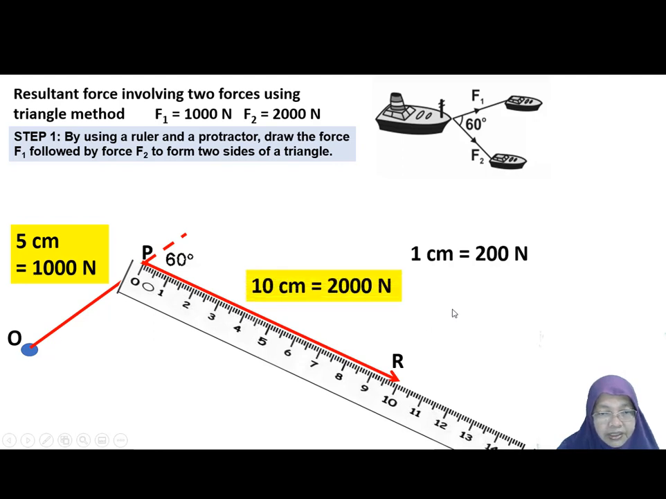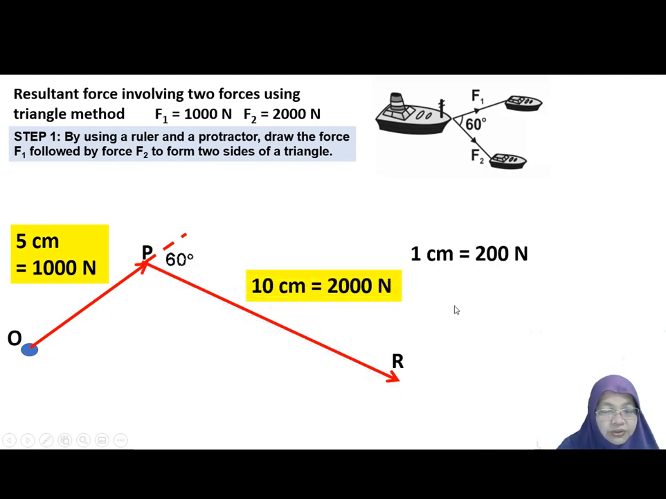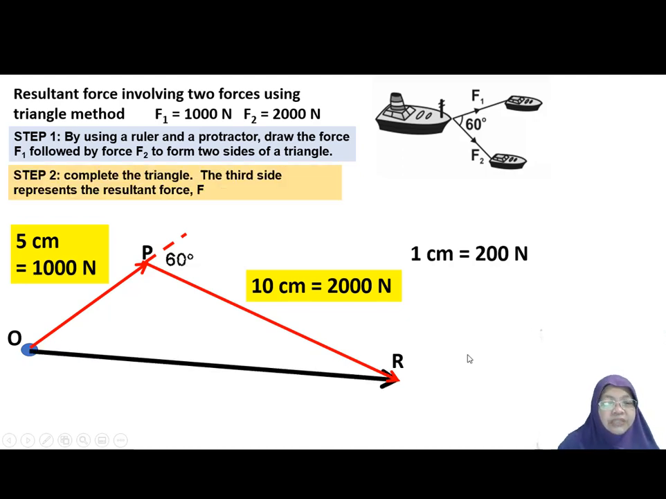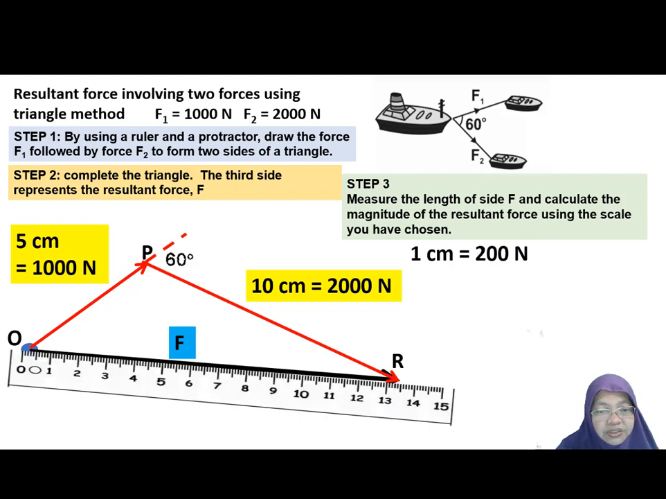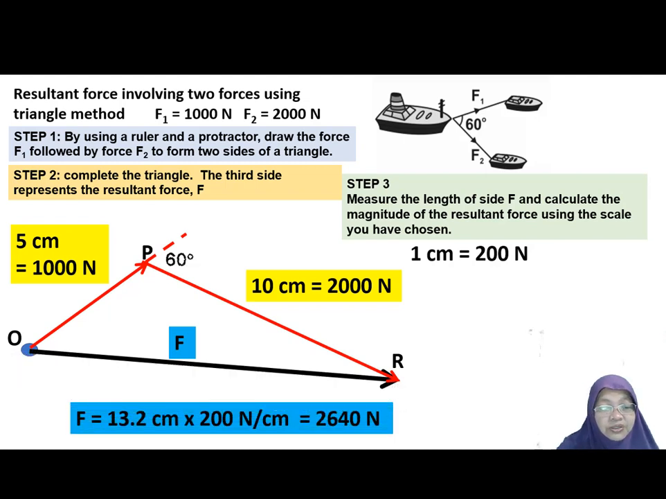And lastly, we want to draw the resultant force. So what is the resultant force? It goes from the beginning of F1 to the end of F2. That will be the diagonal which represents the resultant force. How long is it? What is the value of the resultant force? Take a ruler and measure. We measure 13.2. Oh, same as the one we got using the parallelogram method, right? So the value is 13.2 cm times 200, we get 2640 Newton. Same thing.